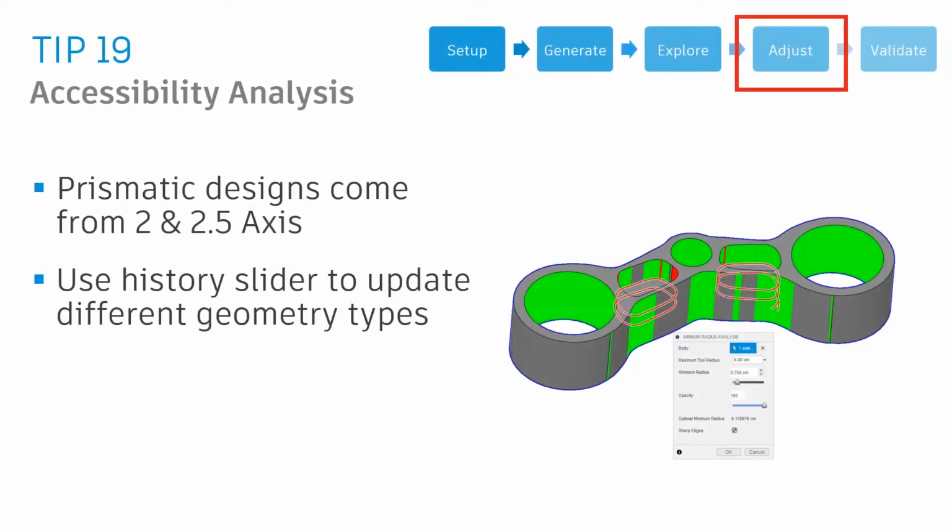So tip number 19. We have this 2 and this 2.5 axis part. How do we really know that we can machine all of those pockets? Within Fusion 360, after we've generated and exported that design, we have tools to look at not just accessibility, but also minimum radius analysis for all of those geometries.